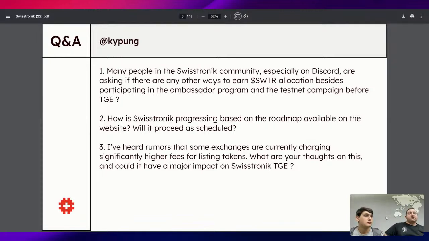Okay, the first question comes from Keepon. Many people in the Swisstronic community, especially on Discord, are asking if there are any other ways to earn SWTR allocation besides participating in the ambassador program and the testnet campaign before TGE. Also, I already see in the chat a question: can you share more details about community mining? And highly likely the answer to both of these questions would be the same.